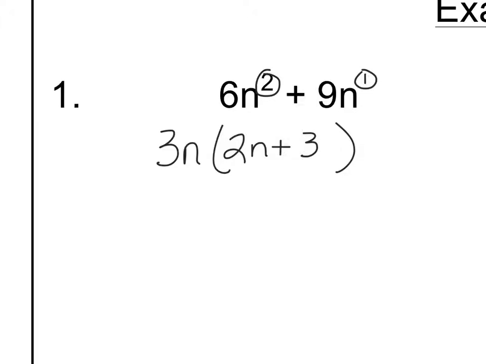Okay, so find the biggest number that goes into both numbers. If they both have the same letter, we take out that same letter, the lowest exponent, out.